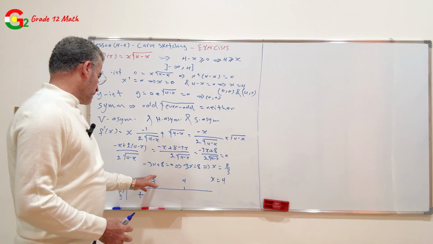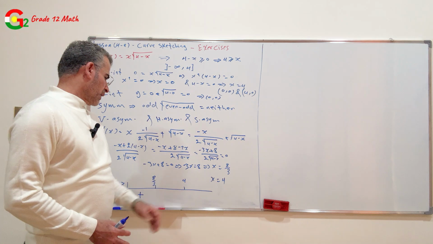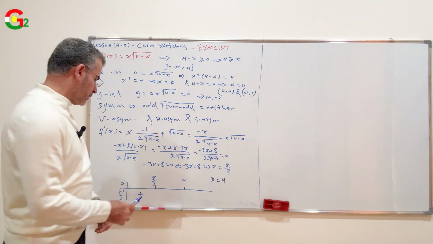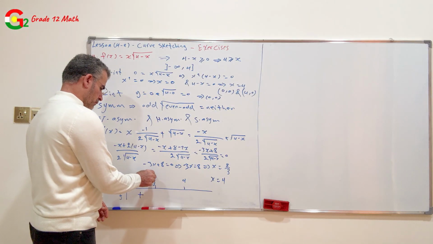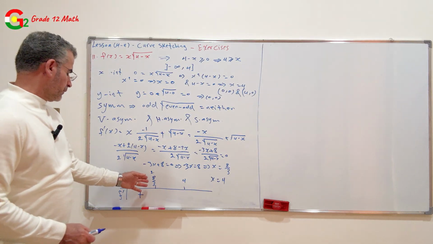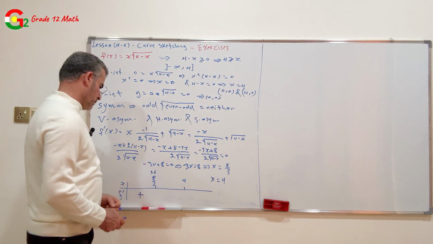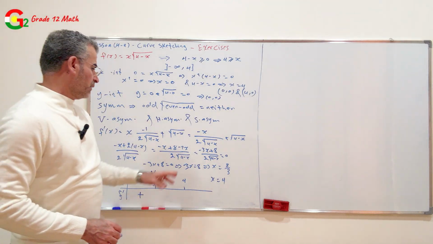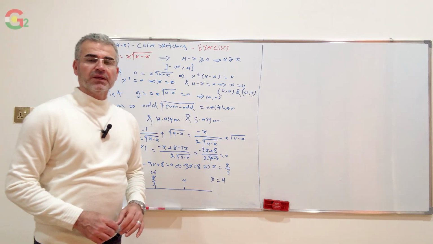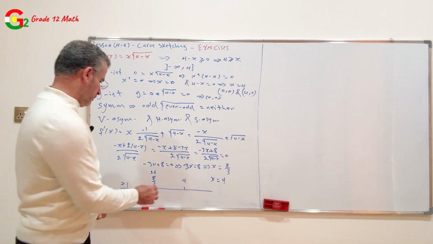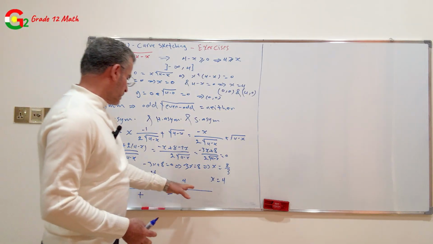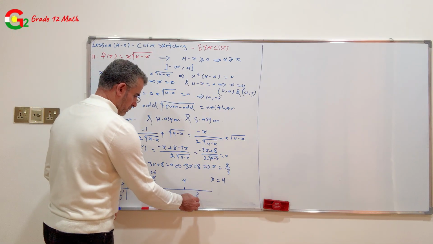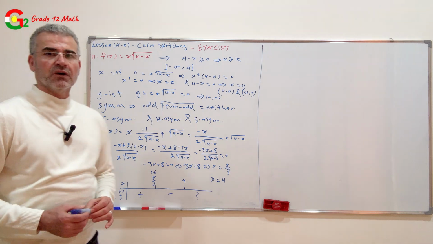When x is between 8 over 3 and 4, 8 over 3 is 2.6. Take 3, negative 3 times 3, negative 9, plus 8, negative 1 over a positive value, a negative value. When x is greater than 4, it is not within the domain of the function. Therefore, it is out of the domain.